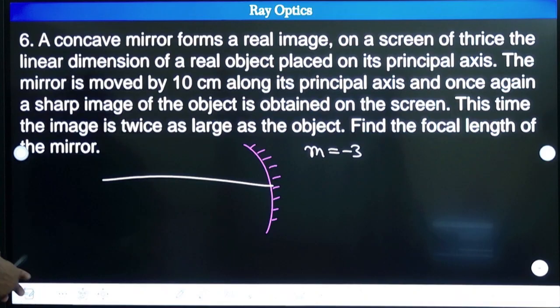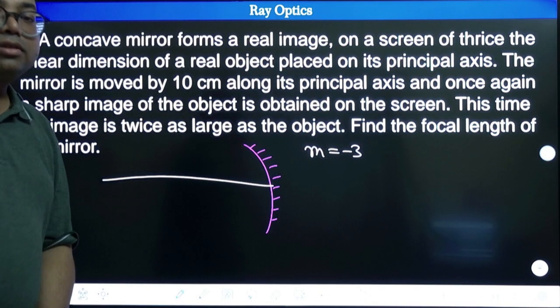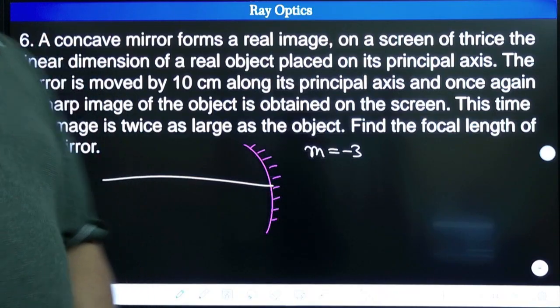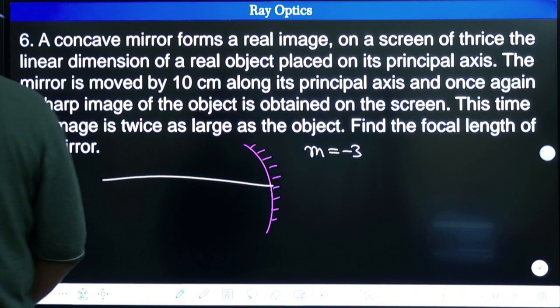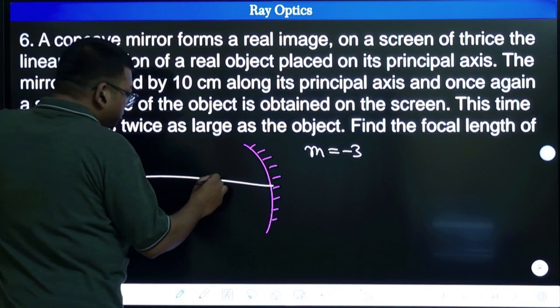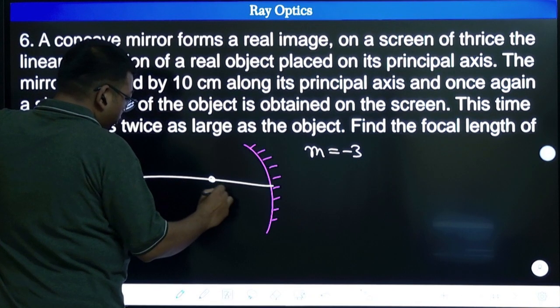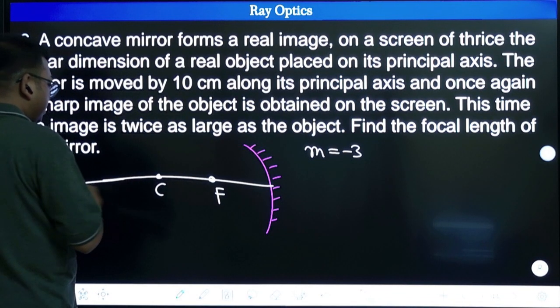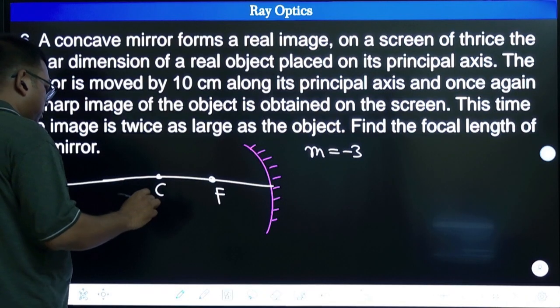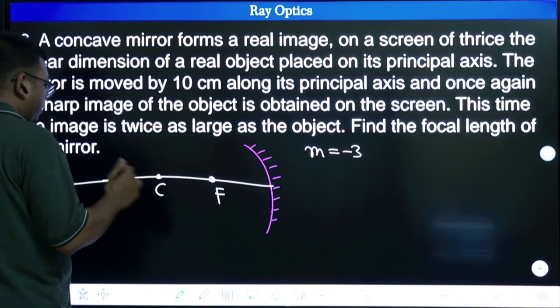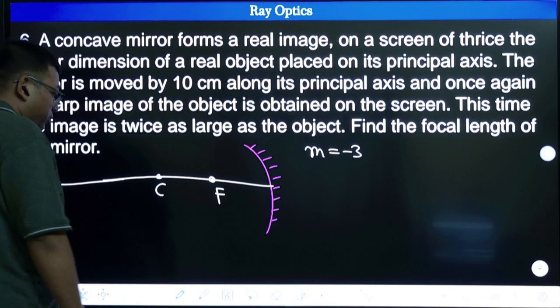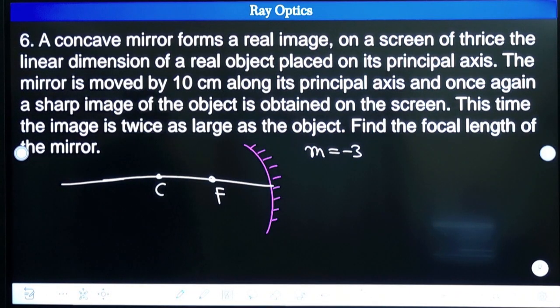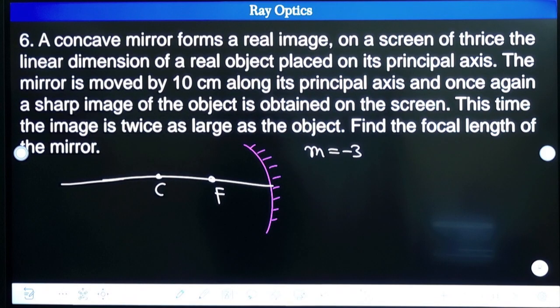So what do you think, which direction is it moved? Suppose this is the object; definitely the object is beyond the focus, right? This is the focus, and this may be the center. Where can the object be? What do you think? Where are we getting magnified images? Yes. Where can the object be?